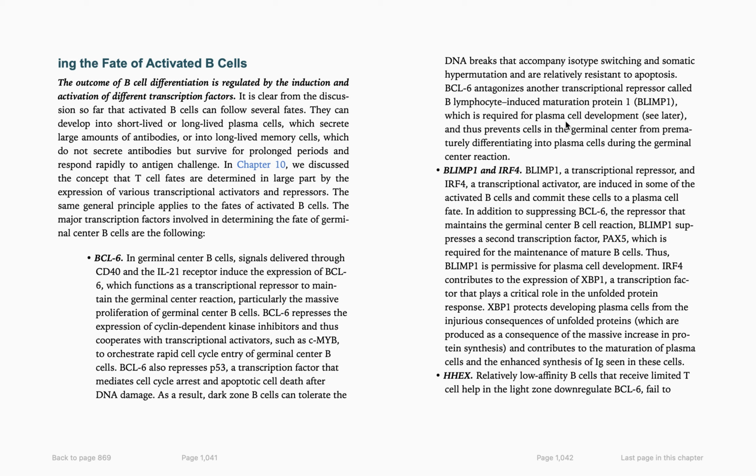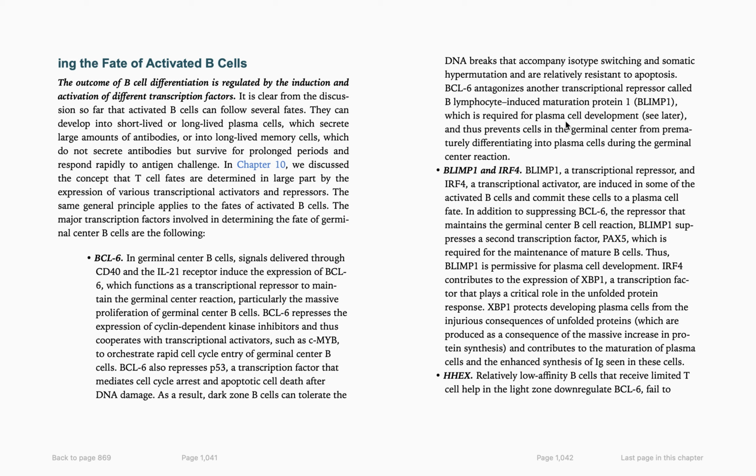In addition, they suppress BCL6, the repressor that maintains the germinal center B cell reaction. BLIMP1 suppresses a second transcription factor, PAX5, which is required for maintenance of mature B cells. Thus, BLIMP1 is permissive for plasma cell development.